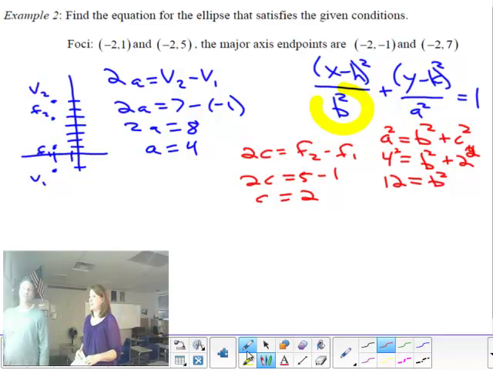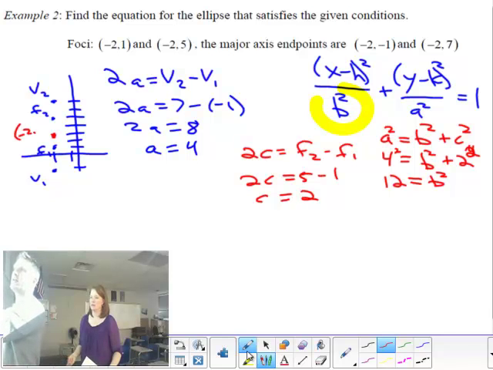We haven't found the center. We need to figure out where the center is. The center's right between the 2 vertices, or right between the 2 foci. The major axis was 8 units long, so 4 units away from the top vertex. If the top vertex is negative 2, 7, and I go down 4 units, we're still at negative 2, and 7 down 4 is 3. So now we have our center, h and k.